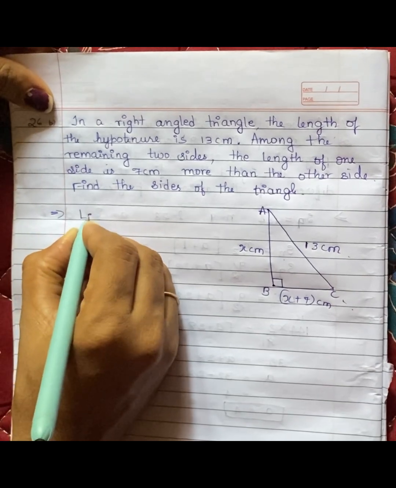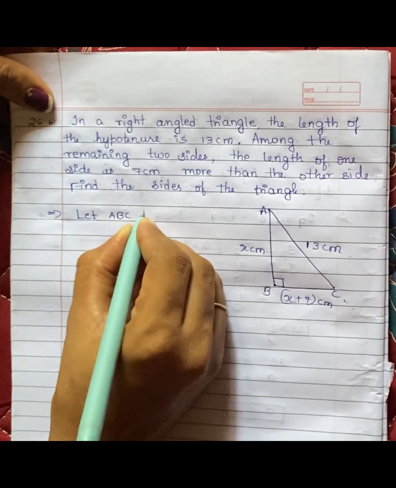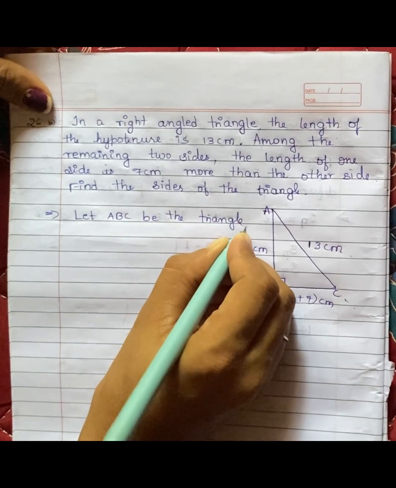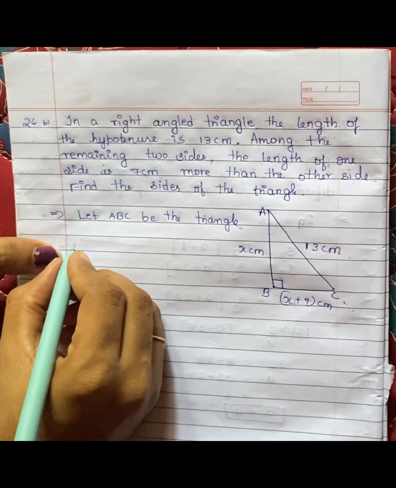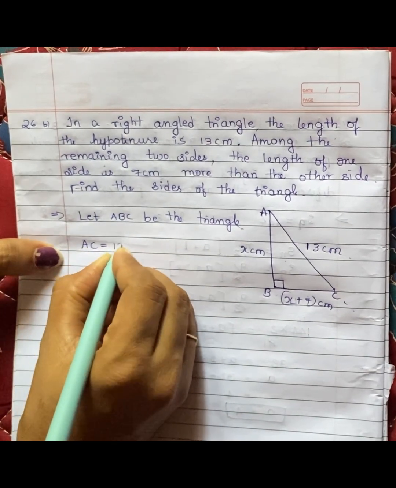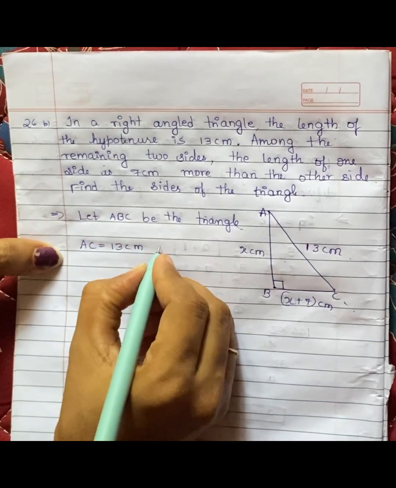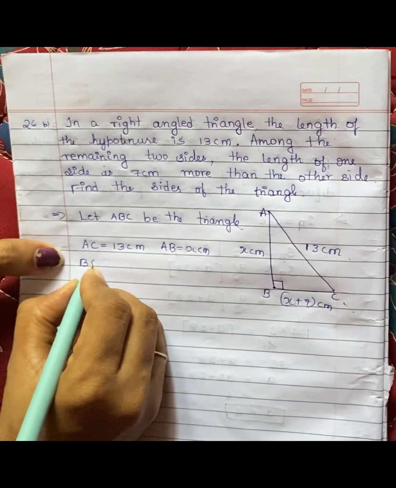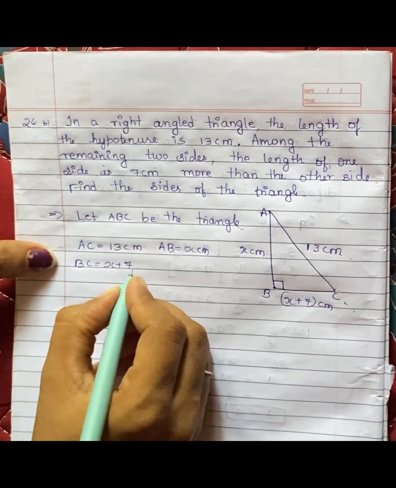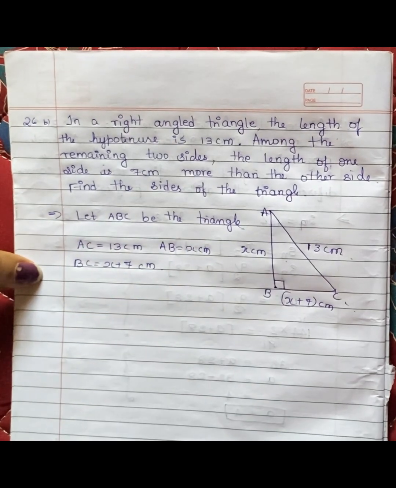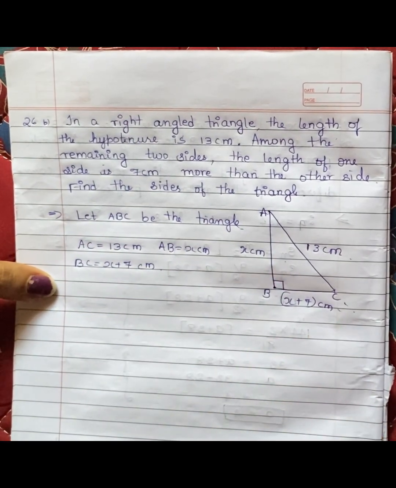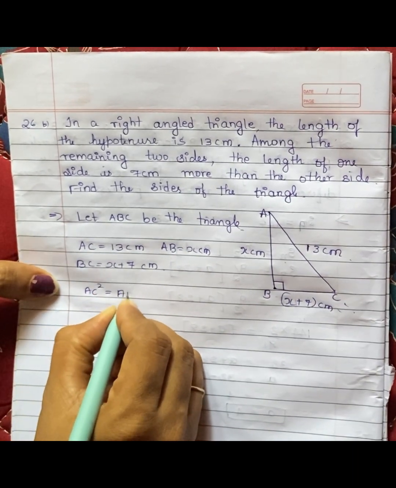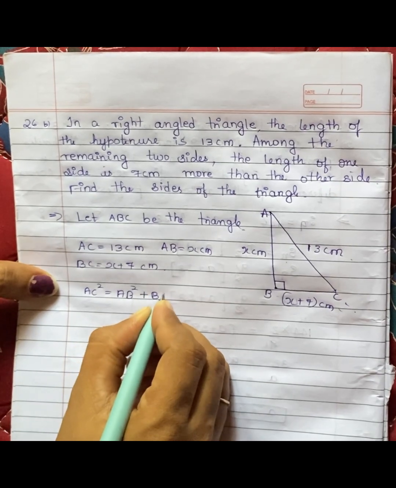So let ABC be the triangle. So AC is 13 centimeter and side AB is x centimeter. Side BC is x plus 7 centimeter. Now since it is a right angle triangle, we have one formula, that is nothing but AC square is equal to AB square plus BC square.